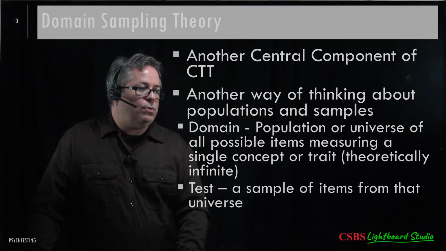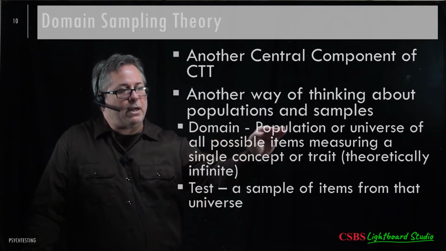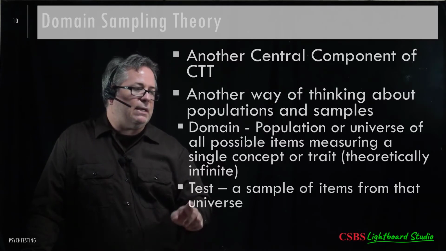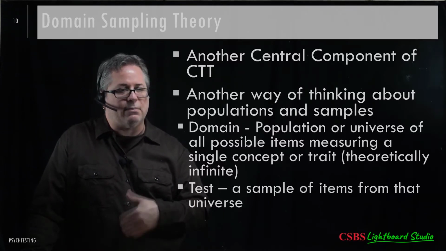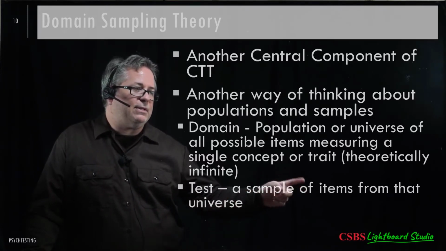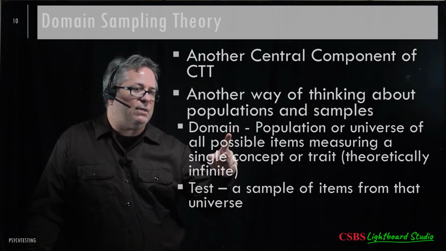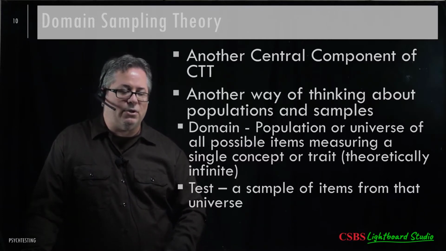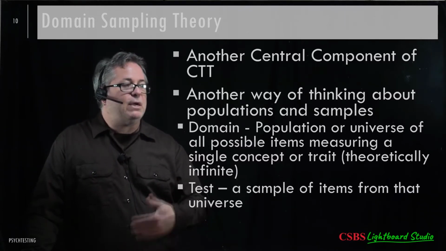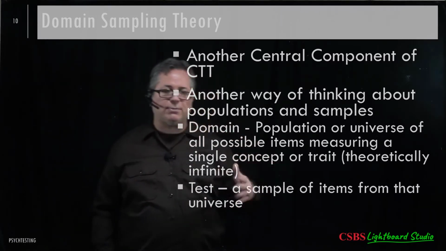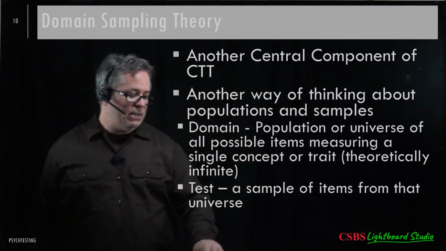So in that case, the domain is the population of all potential items that could be included in that domain, and an individual test, like the Beck Depression Inventory, is a sample of items taken out of that universe, out of that domain. So the domain is now the population. The test is now the sample of items that you can have people respond to and use as representative of the domain, of the population of all possible items. Okay, so far?